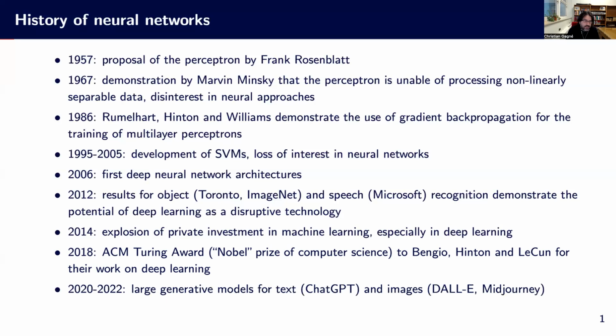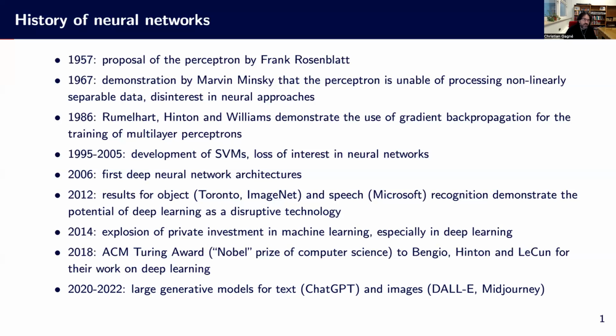And we saw recently, around 2022, the emergence of large generative models, both for text, for example ChatGPT, that is very impressive in its capacity to interact and to generate text of really good quality, and also images, things like DALL-E and Midjourney, which are able to generate high quality images from only one sentence or a few sentences.